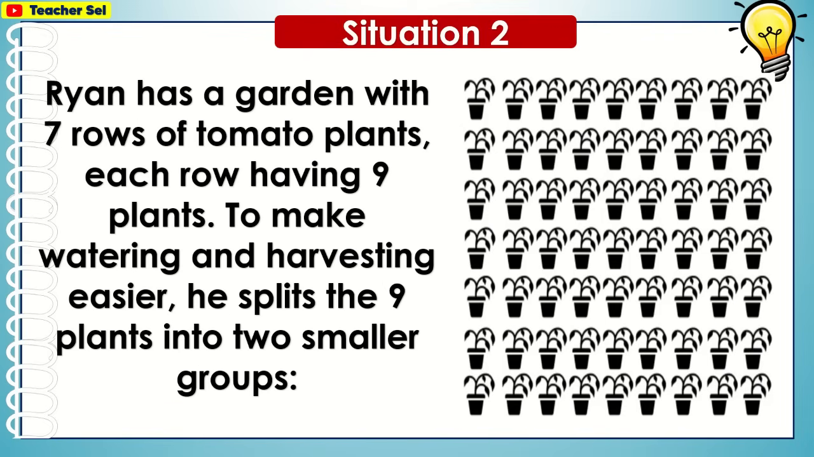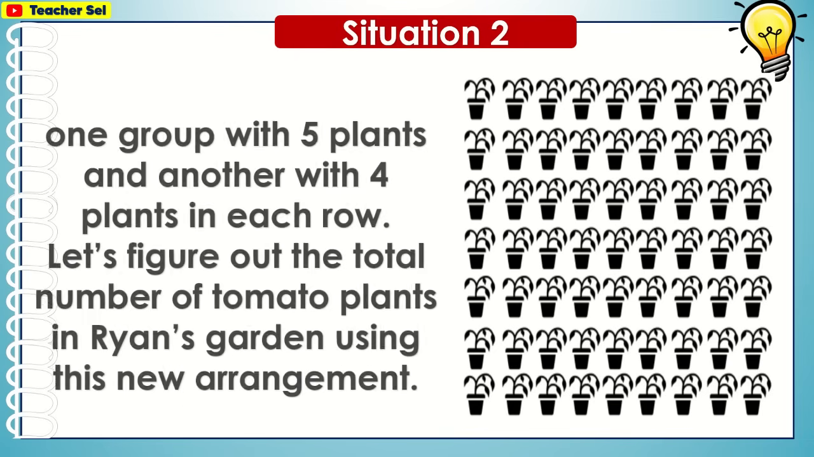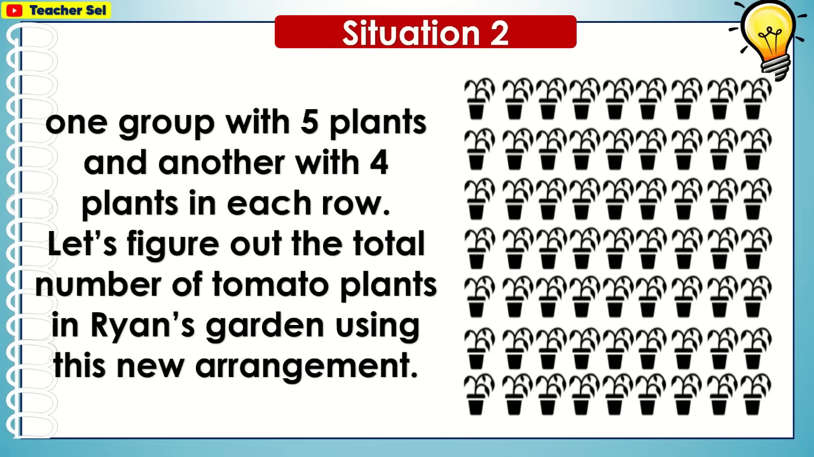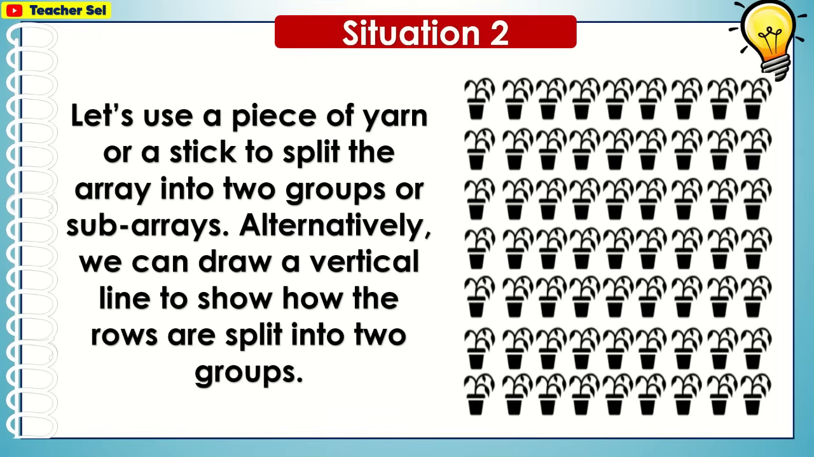Situation 2. Ryan has a garden with 7 rows of tomato plants. Each row having 9 plants. To make watering and harvesting easier, he splits the 9 plants into 2 smaller groups. One group with 5 plants and another with 4 plants in each row. Let's figure out the total number of tomato plants in Ryan's garden using this new arrangement. Let's use a piece of yarn or a stick to split the array into 2 groups or sub-arrays. Alternatively, we can draw a vertical line to show how the rows are split into 2 groups.